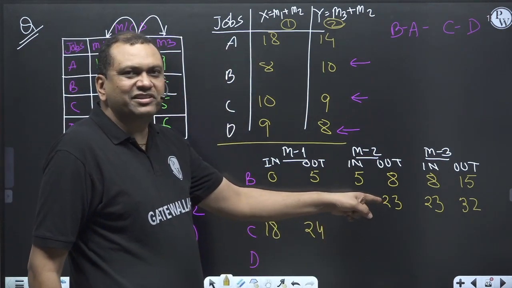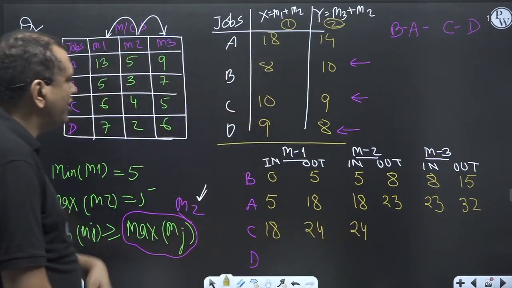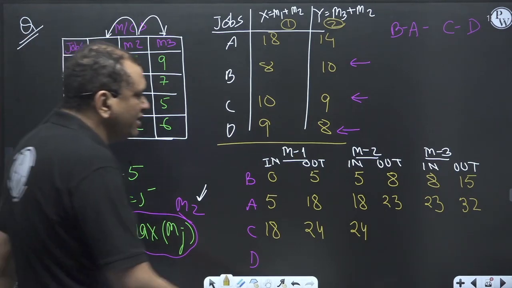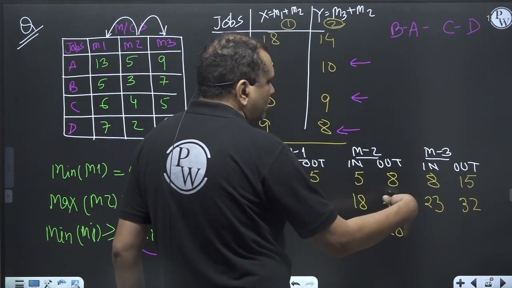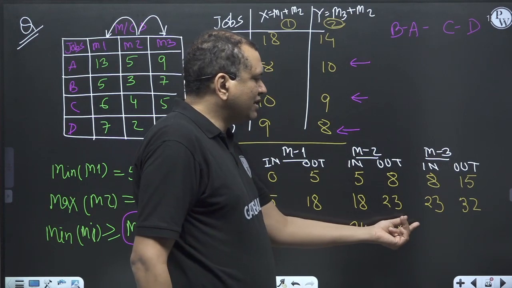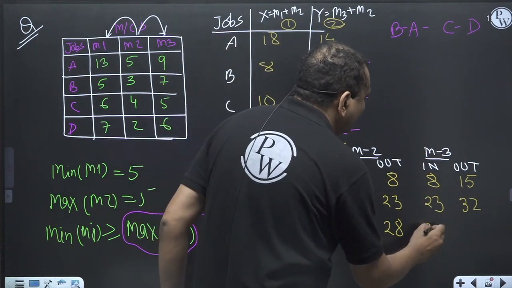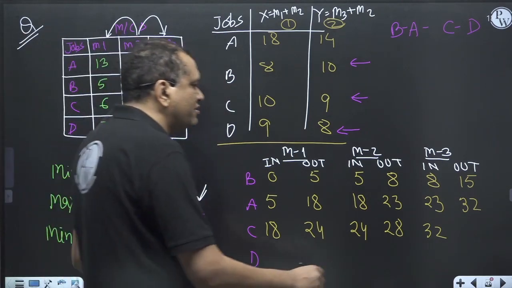Machine is idle after 23 minutes, because the product will be available only after 24 minutes. 24 plus 4, 28. After 28 minutes, product is available, but machine will be idle only after 32. So after 32, product will enter, and it consumes 5 unit time, 37.